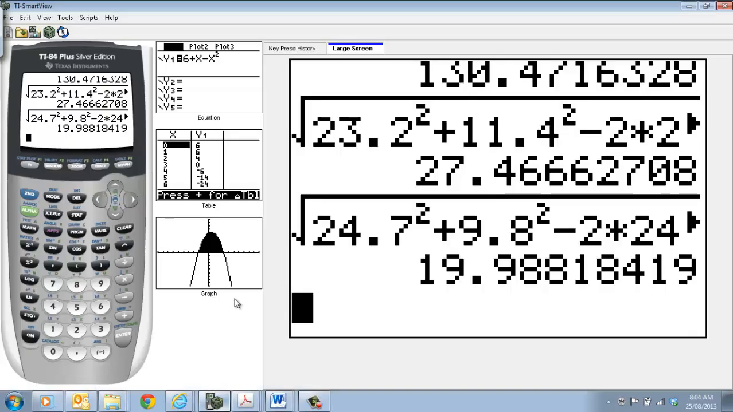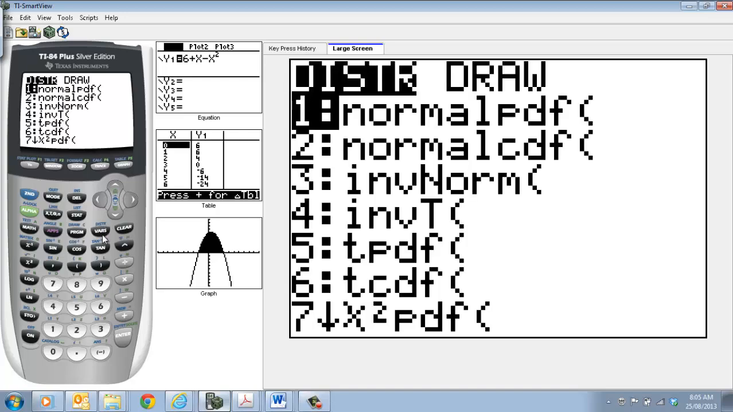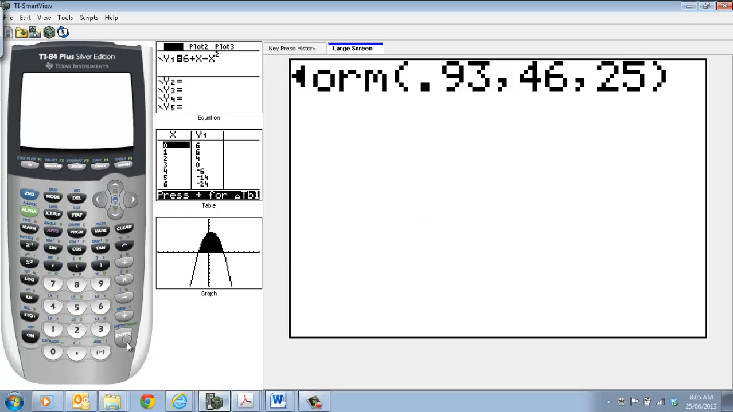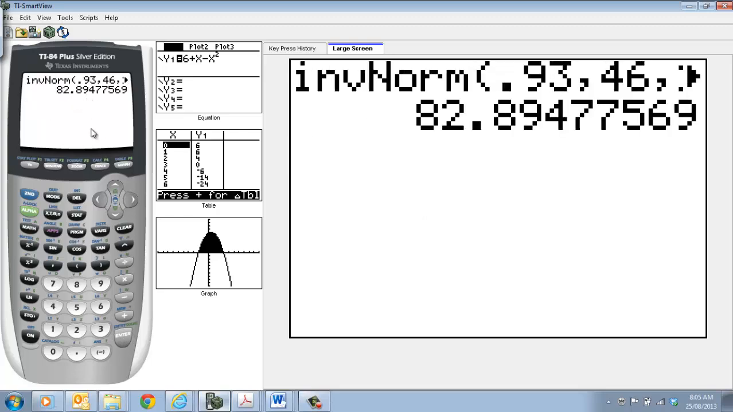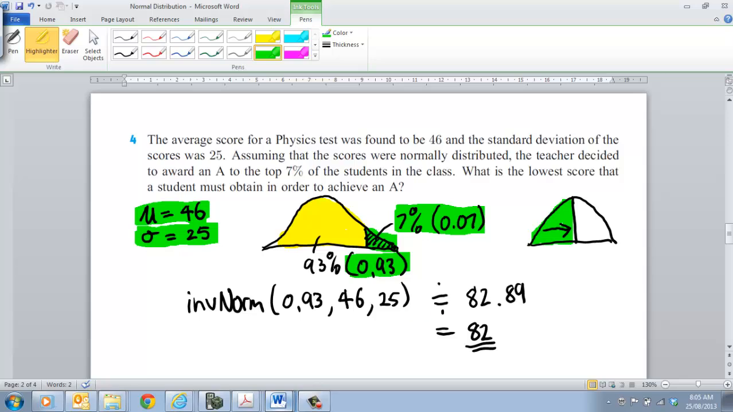I'll show the calculations on the calculator. All right, just clear that. So again, it's the standard deviation thing over here. So we go inverse norm, the distribution. So inverse norm is the third one there. And so what you'll do is you'll put in the area 0.93, because that's the area that we're looking at. Our mean score is 46, and our standard deviation was in fact 25. Right, and then paste it in, and then you get that answer of 82.89. So when we go back to writing it down, what we need to consider is 82.89.